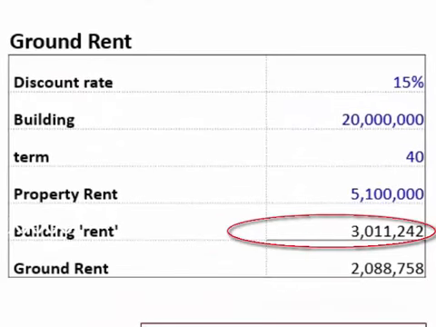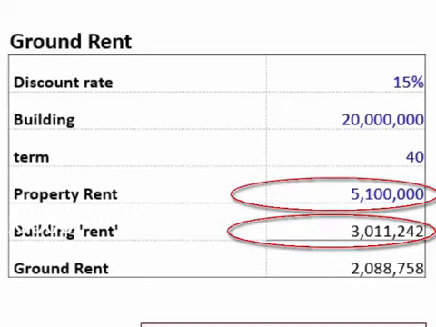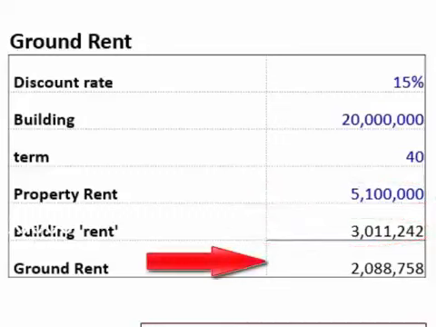If we know that the property developed to its highest and best use is going to expect a property rent of $5.1 million, what we can then do is subtract what the investor needs in order to justify their investment, to earn their 15% on their $20 million investment. As long as I can earn that, which is the $3 million each year, the rest I can keep as ground rent for simply supplying the land. And so in this situation, it's $5.1 million minus 3.011 leaves me being able to charge $2.088 million.